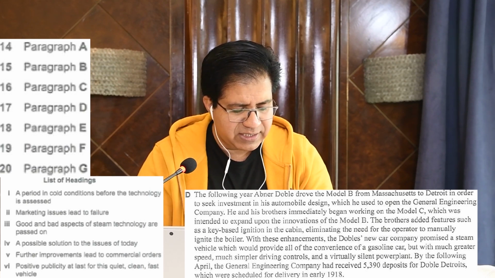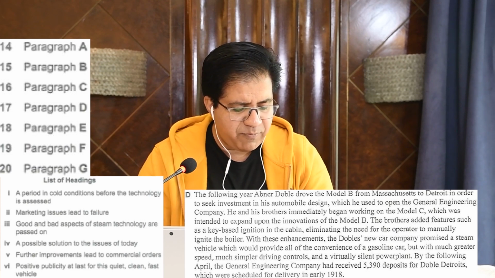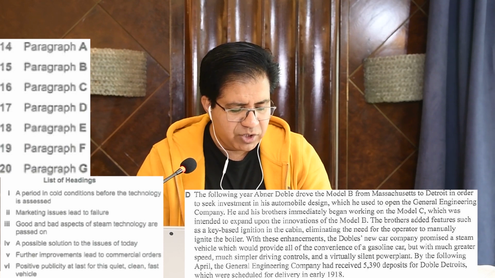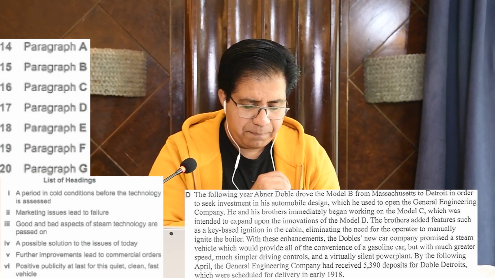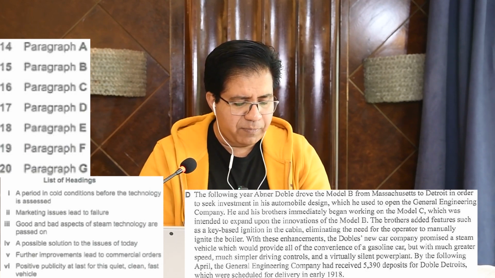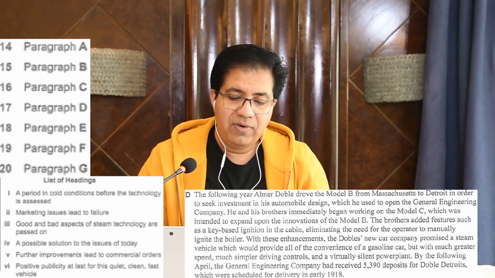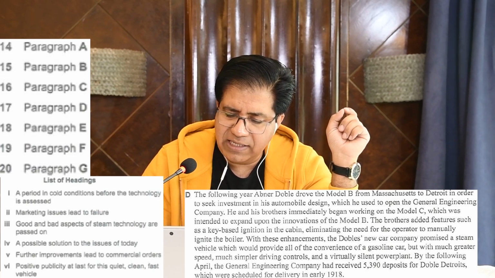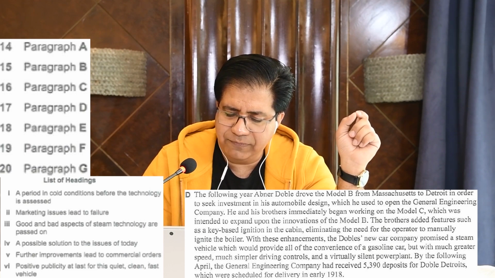The brothers added features such as key-based ignition, eliminating the need to operate manually. With these enhancements, the Doble's new cars company promised a steam vehicle which would provide all the convenience of a gasoline car, but with much greater speed, much simpler driving controls, and a virtually silent power plant. Silent power plant, simpler driving controls, and better speed. So, it's heading number 6. Positive publicity at last for this quiet, clean, fast vehicle.